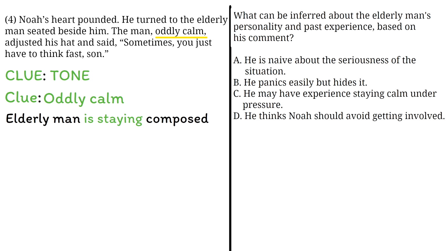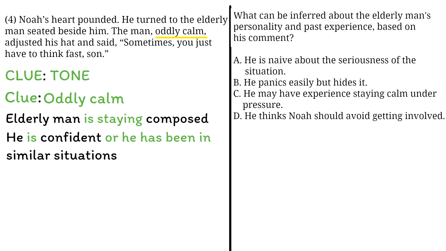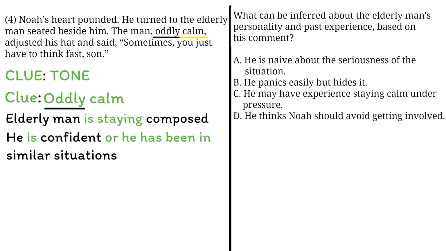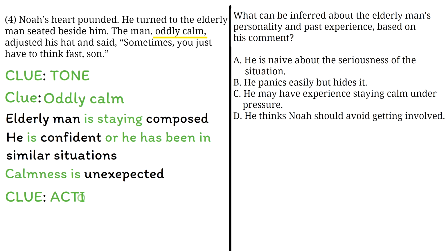This calmness in a stressful situation suggests that the elderly man is confident or has been in similar situations before and is used to handling them. The word "oddly" is the author's way of saying the elderly man's calmness is unexpected. Now let's look at the clue based on his actions.